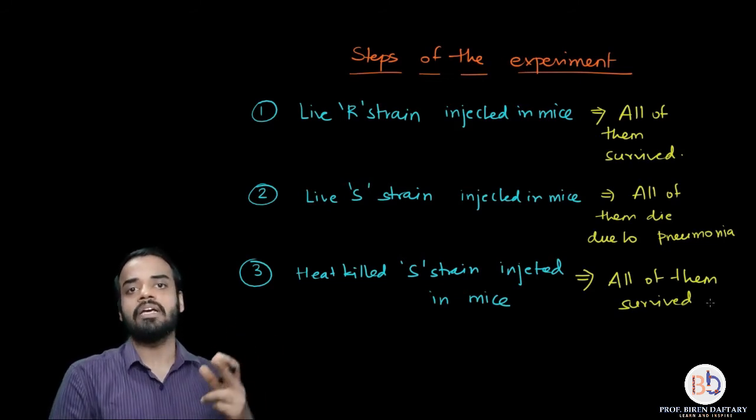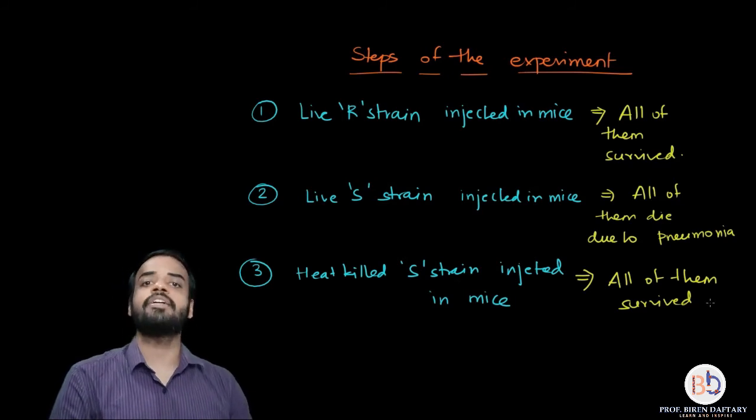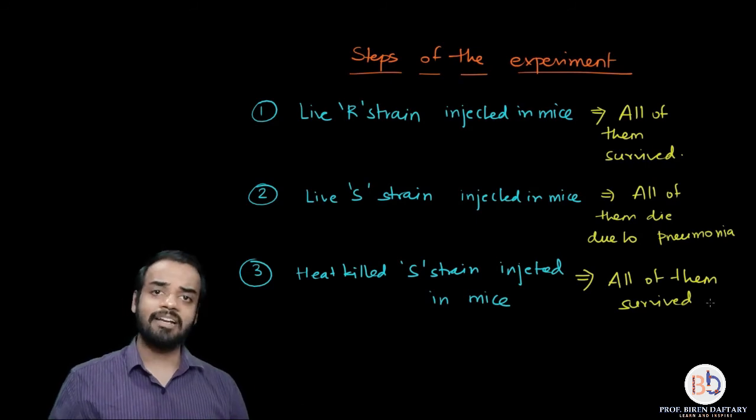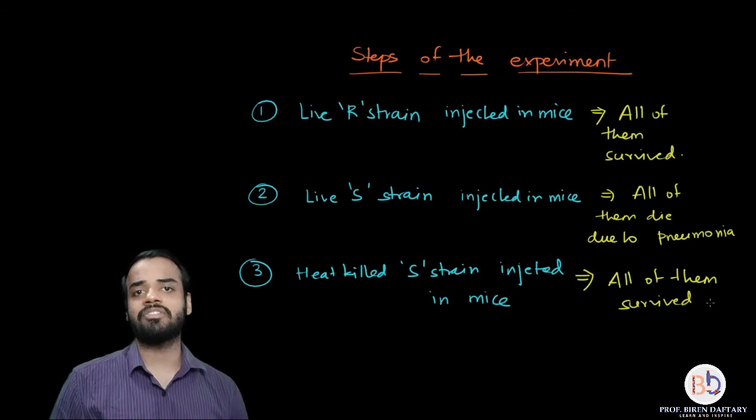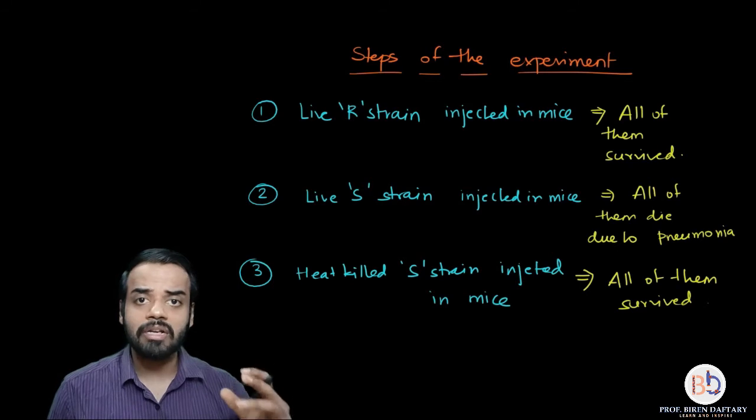So he took live strain, R strain, live S strain, okay, and then he took the heat killed strain. Now he might have used heat killed R strain also, but anyway, since the live R strain does not cause any disease, there is no point in taking the heat killed R strain, because since the live one does not cause any disease, obviously the heat killed one will not cause any disease. So let us not write that down.